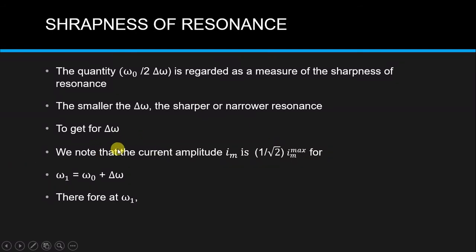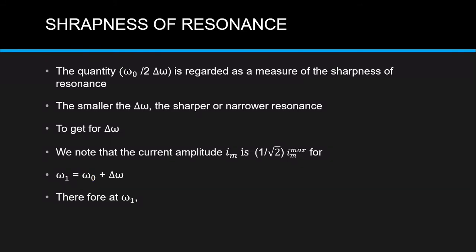We note that the current amplitude Im is 1 upon root 2 Im maximum. I told you about the bandwidth, which gives us the value of the maximum current amplitude. So see here, suppose we have omega 1 equal to omega 0 plus delta omega.